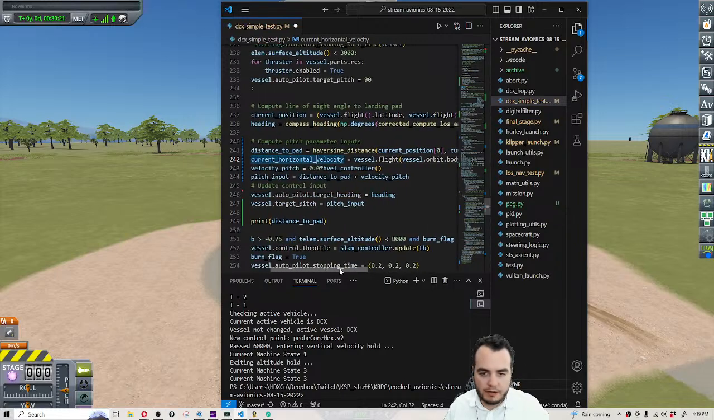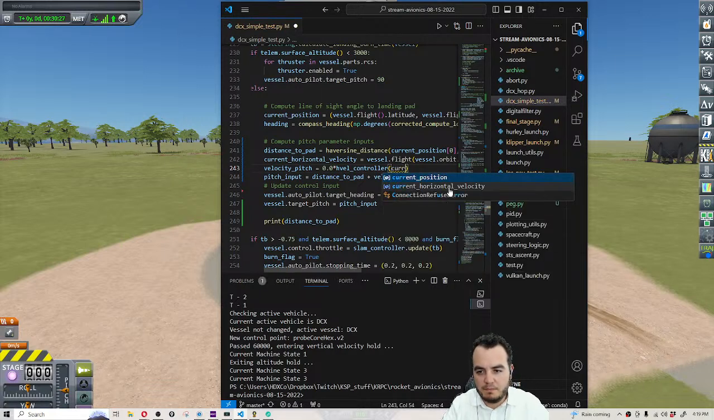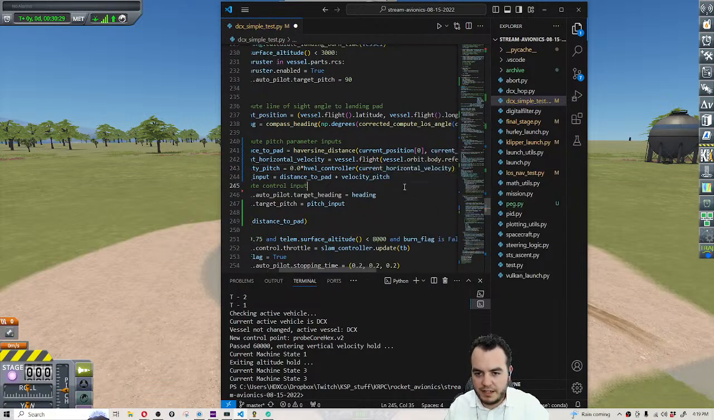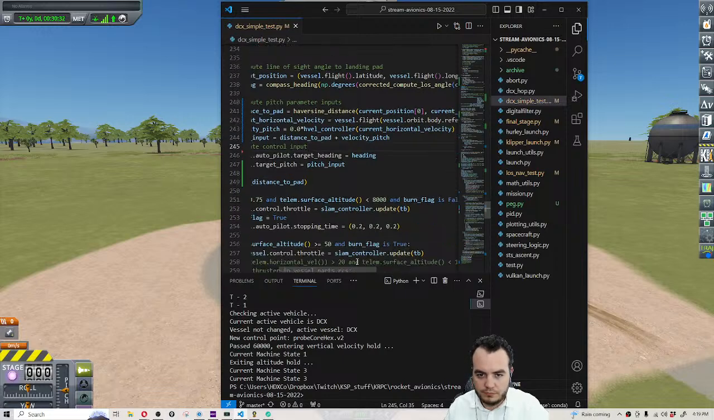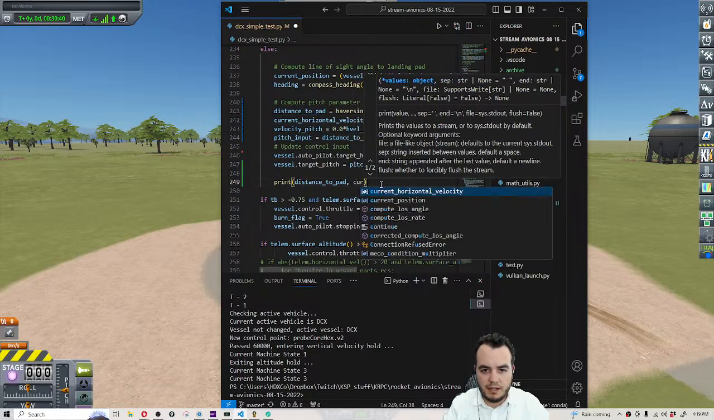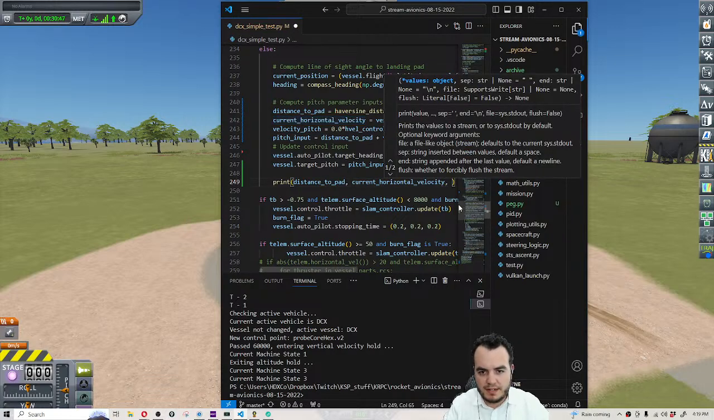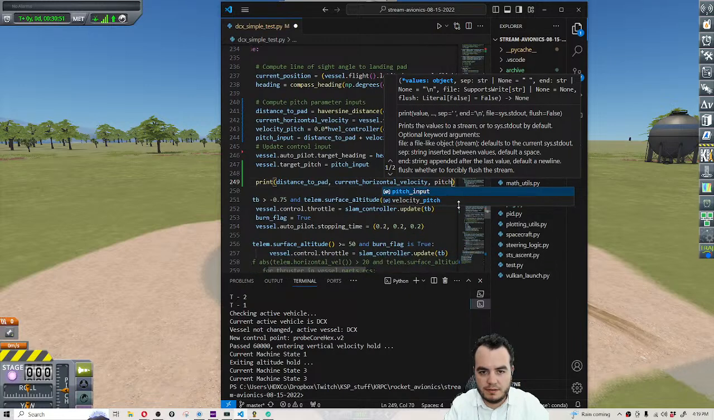Horizontal speed. Okay, that should be fine there. And we're just going to have it be 0 for now. And then we're going to want this to be current horizontal velocity. And pitch input is going to be that. So right now we should only be focusing on the distance to pad, but let's also look at the current horizontal velocity, and let's print both of those out. And then I guess we can also actually print out our pitch input.